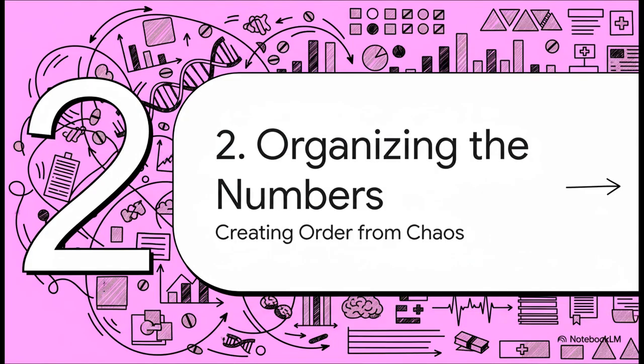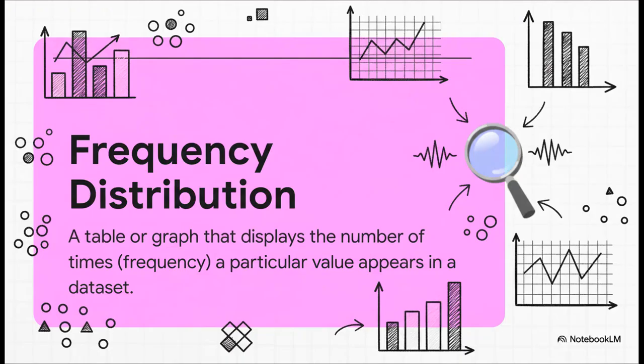All right, section 2, organizing the numbers. So now that you have all this data, the very first step is to create some order out of all that chaos. And our number one tool for that is something called a frequency distribution. Now, it sounds a little fancy, but the idea is wonderfully simple. It just shows you how often or how frequently each value shows up in your data.